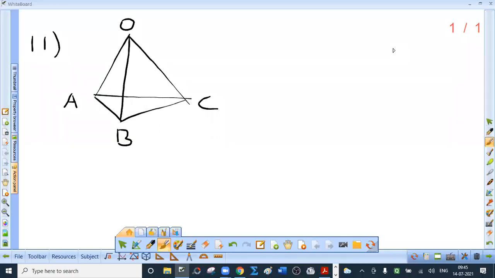Eleventh, if the centroid of a tetrahedron OABC is 1, 2, minus 1, where A is (a, 2, 3), B is (1, b, 2), C is (2, 1, c), find the distance of P(a, b, c) from the origin. Basically, you should know the centroid formula. Suppose tetrahedron is ABCD, then centroid has position vector A bar plus B bar plus C bar plus D bar upon 4.